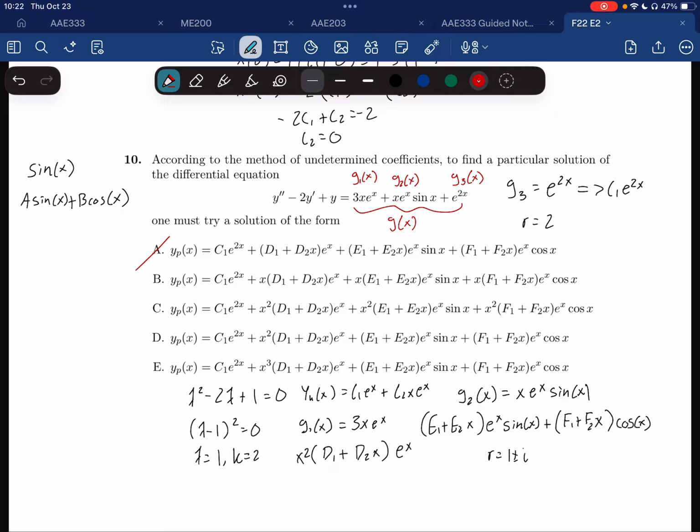This does not agree with that. This does not agree with that. This does not agree with that. Both of them, C and D, have C1 e to the 2x, but we can see C is multiplying our e and f terms by an x squared that we do not need. So therefore, our correct answer is D.